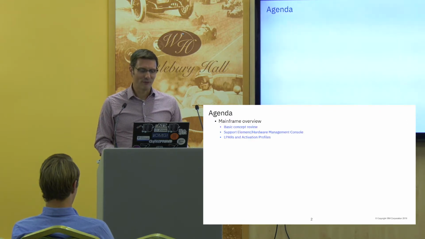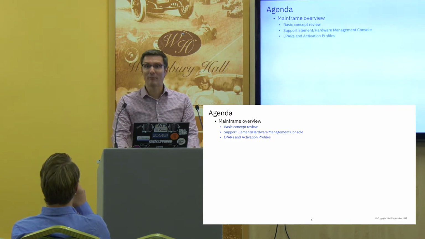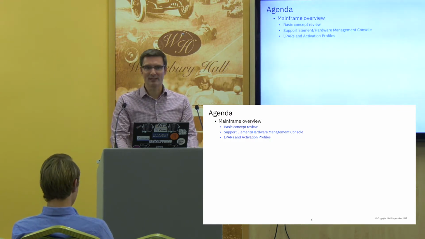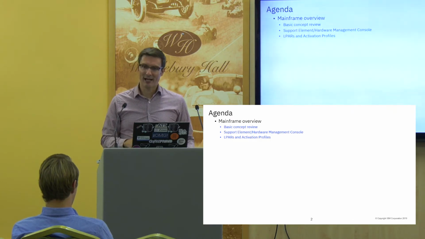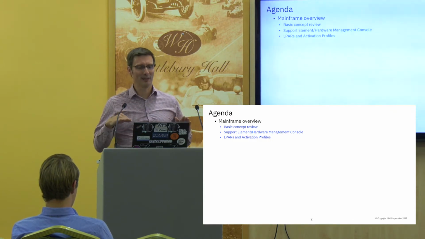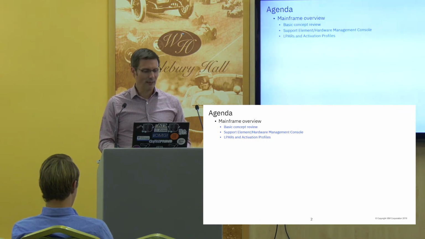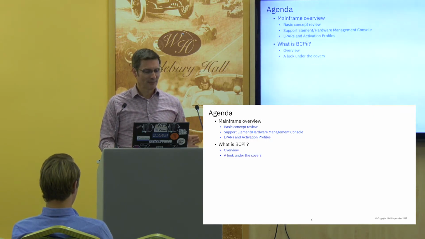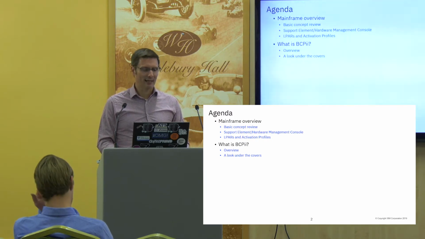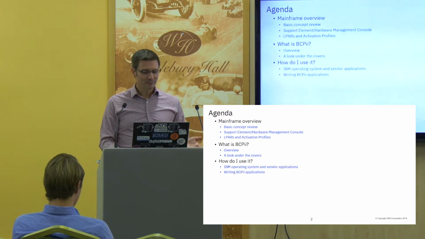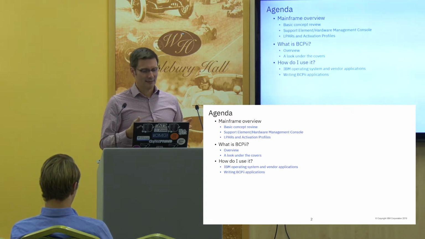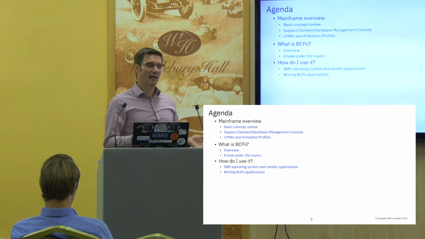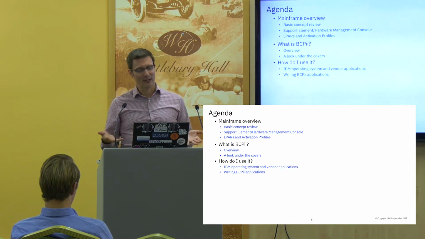So our agenda: we're first going to focus on the mainframe overview, and this may seem a little redundant, but to level set everyone about the parts of the insides of the mainframe that BCPii interacts with, I think it's important to make sure that we're all talking about the same thing. So we're going to talk just a little bit about some basic mainframe concepts. Then we're going to say, what is BCPii and why would I want to use this? And we'll talk about, from a standpoint both of the operating system and vendor applications, that use BCPii to actually be able to interact with the hardware.